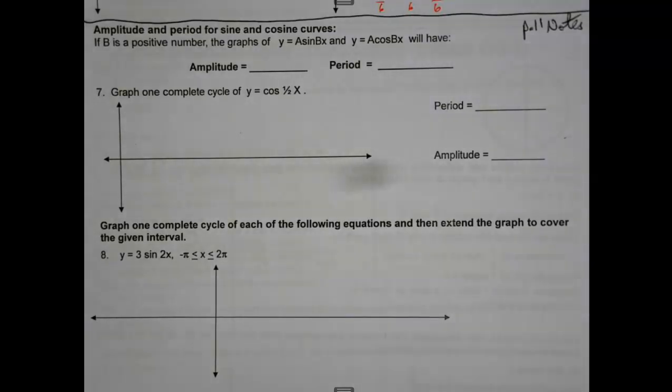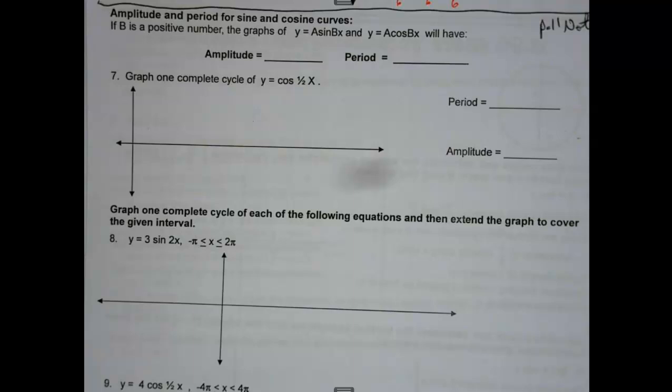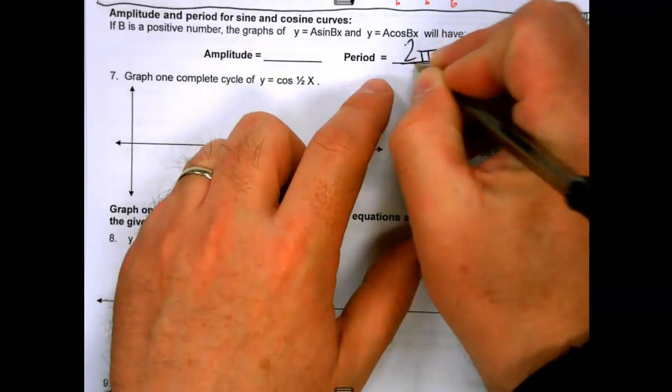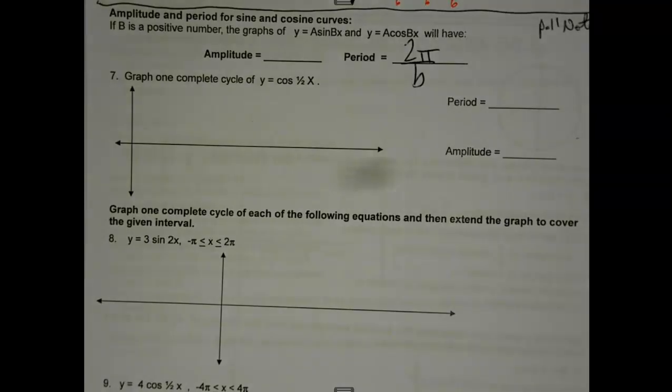As we fire up day 2 here, a couple of reminders to put out there. When we're starting to look at these, the biggest thing to remember with sine and cosine is that your period is always going to be worked out as 2 pi over b.